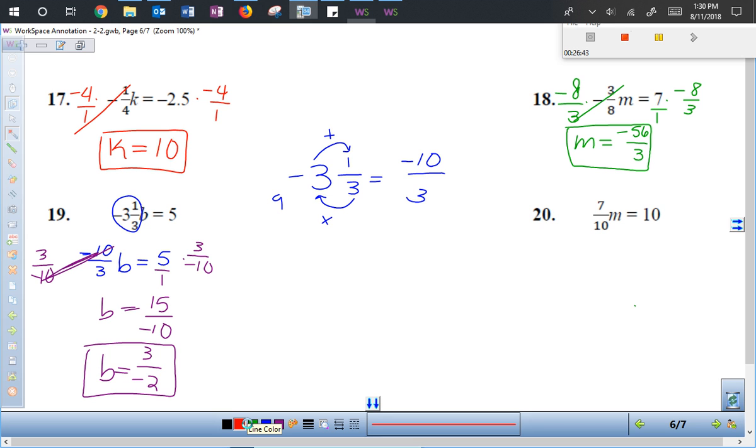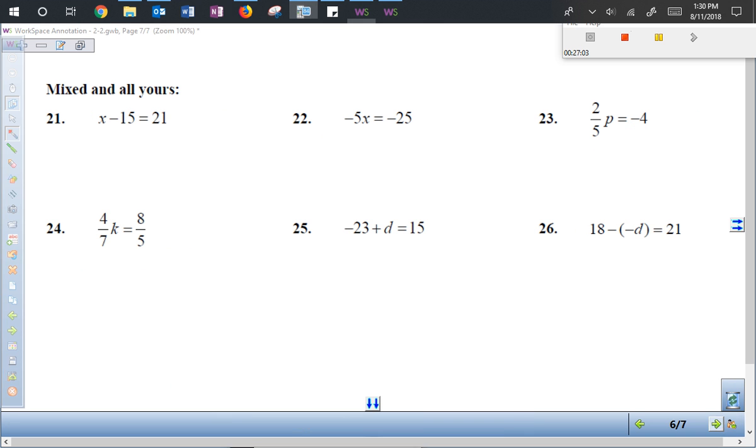Number 20, go ahead and pause the video. Do it with your table partner. Alright, hopefully you noticed that you multiply each side by 10 over 7. And we're left with m equals 100 over 7. Okay, on 21 through 26, these are mixed and all yours. So you're going to pause the video and you're going to complete all 6 of these on your own, and then you're going to come back and check with me.